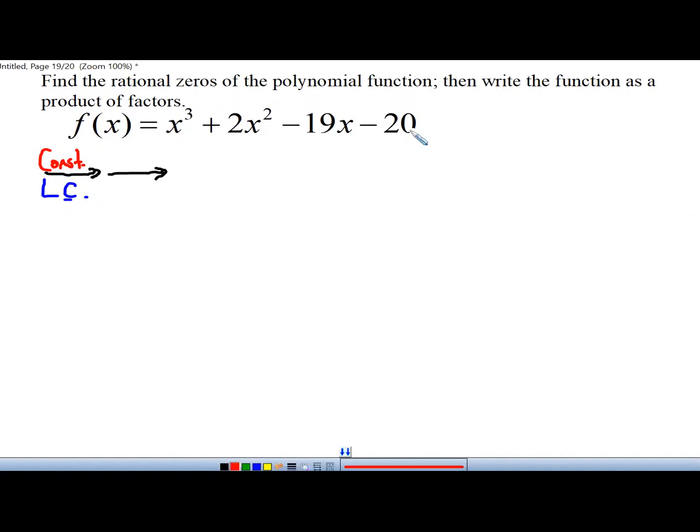So according to this equation, what's my constant? My constant is negative 20. What is my leading coefficient? My leading coefficient is 1 because it's in standard form. There it is. So I come up with the number negative 20. Copy that.